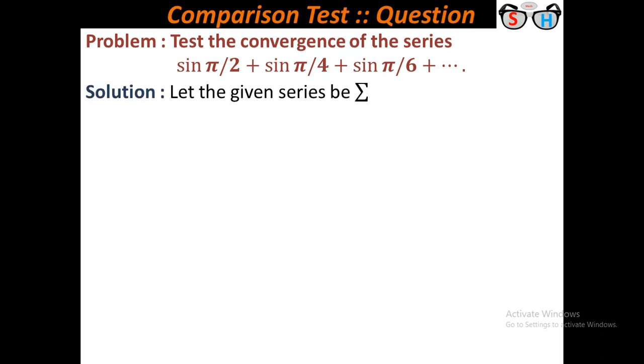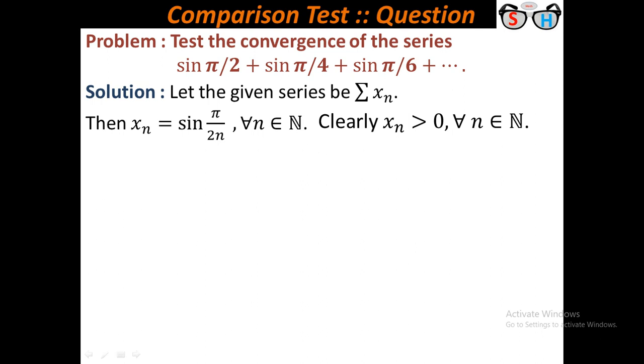Suppose the given series is summation xn. Clearly you know that xn can be written as sin pi by 2n, because if you take n equal to 1, then this will be sin pi by 2, if you take n equal to 2, then this will be sin pi by 4, and so on. All the terms you get from that relation. Clearly xn is greater than 0, that is, the given series is a series of positive terms.